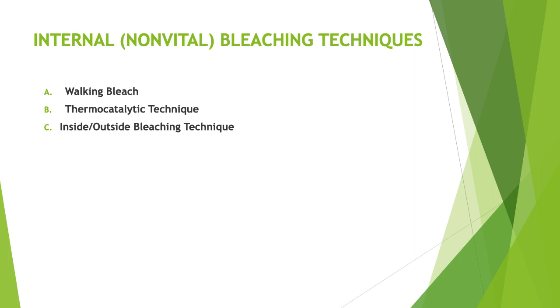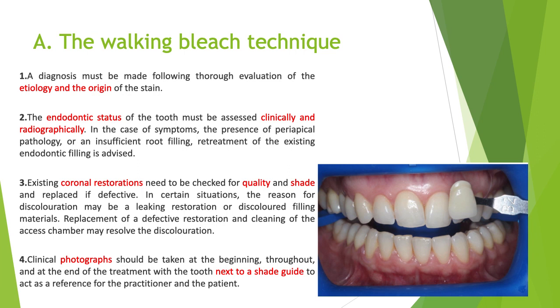Now, as we mentioned earlier, bleaching can be done internally or externally depending on the cause of tooth discoloration. We can choose one of these techniques or both. Internal, or the other name is non-vital bleaching, which means that internal bleaching can only be done if the tooth is root canal treated. It can be done using different methods like the walking bleach or thermocatalytic technique or the inside-outside bleaching technique. Let's talk about the walking bleach technique.